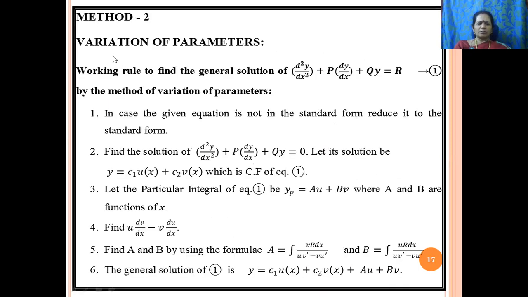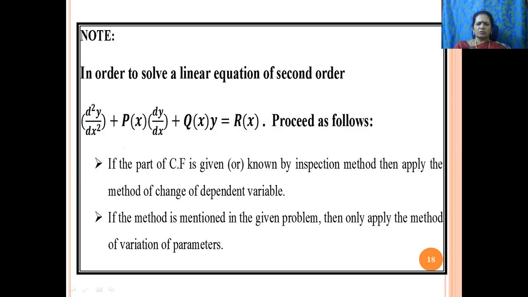Right, coming to method 2, variation of parameters. In this case, the given equation is not in the standard form, so reduce it into the standard form. Find the solution of this. Then let the particular integral of equation 1 be yp is equal to au plus bv, where a and b are functions of x. Right, then after that write down u dy by dx minus v dy by dx. After writing this, find out a and b using these two formulas, then write down the general solution.